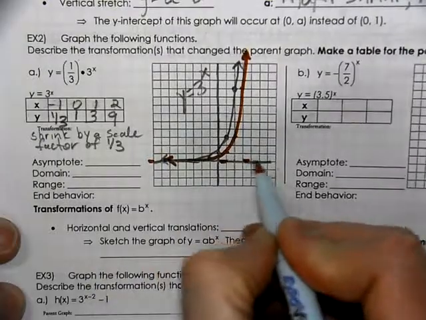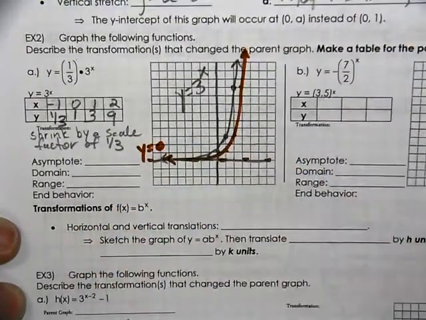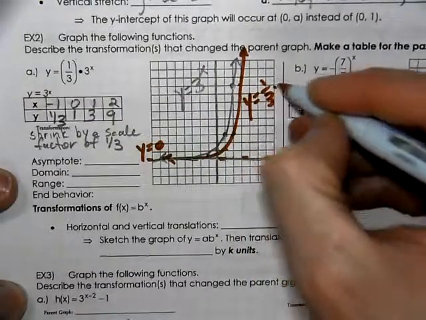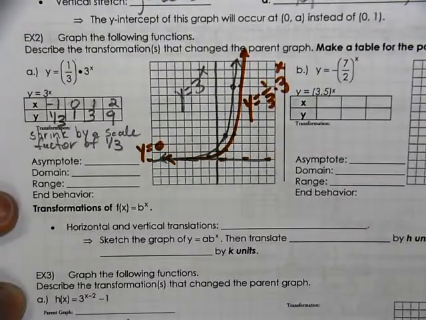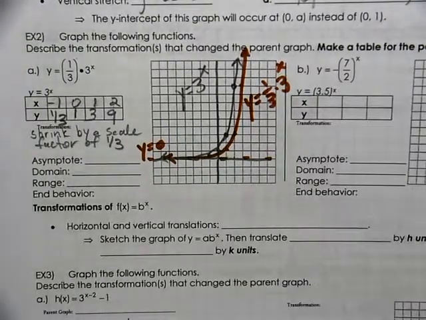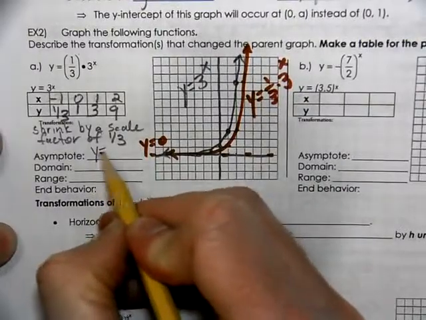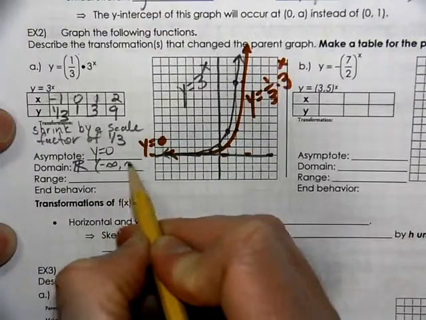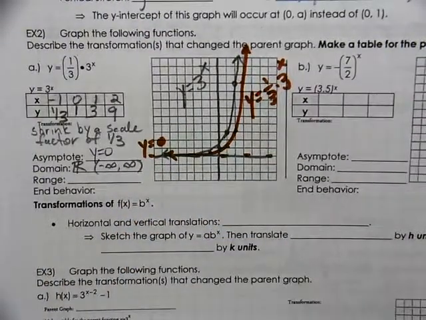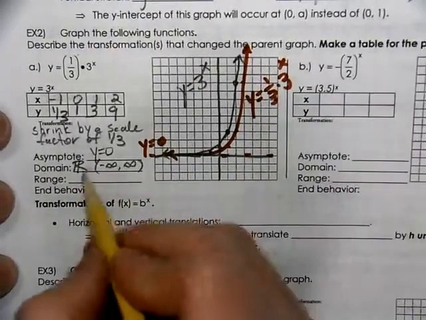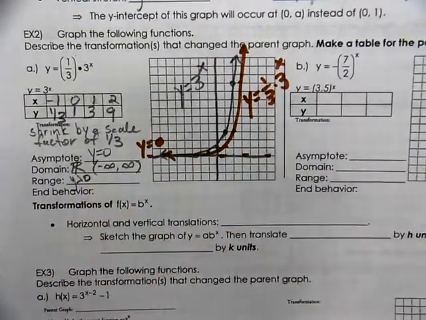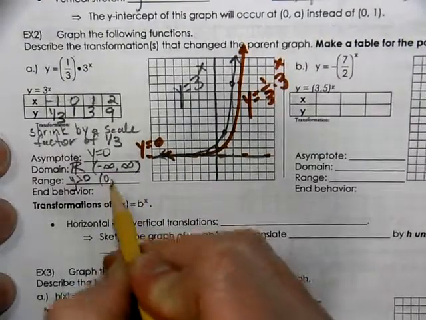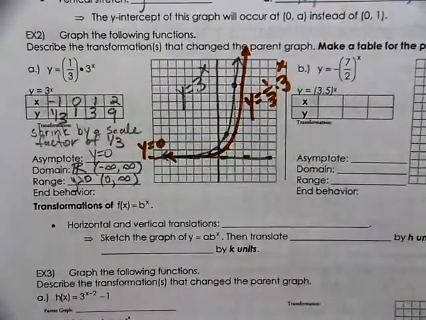So we would have an asymptote still at y equals 0, and our equation would be y equals 1/3 times 3 to the x power. The asymptote is y equals 0. The domain is all real numbers. That would be -infinity to +infinity for interval notation. The range would be y is greater than 0. It doesn't touch the 0 line, but it approaches it. So our interval notation would be 0 to +infinity.